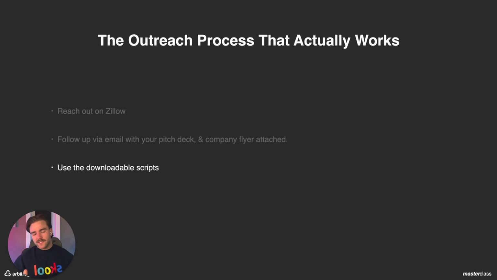So the first thing we do is we actually reach out on Zillow. Second thing we do is we're going to follow up with an email. And this is where you want to include your pitch deck and your company flyer, where you're highlighting your company and trying to position yourself as a solution. And then you're just going to use the downloadable scripts that I have available for you in the school community. So I'll show you exactly what this looks like.